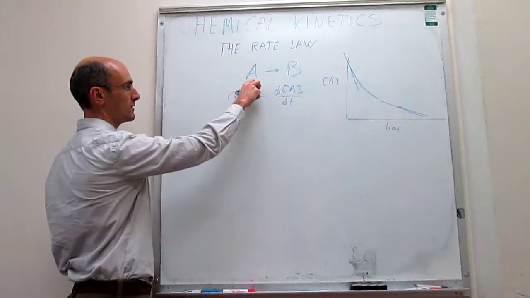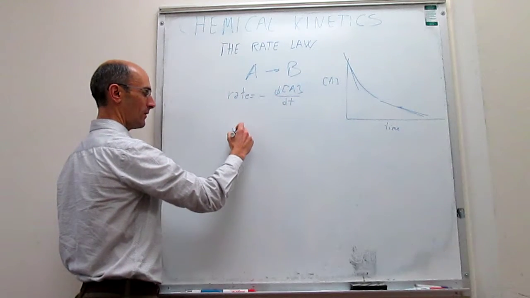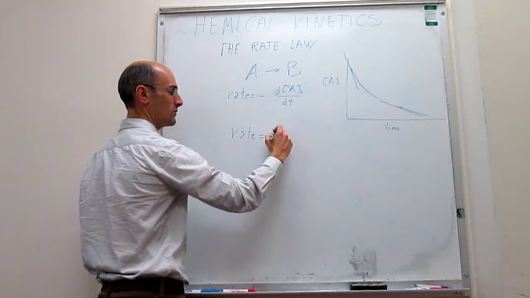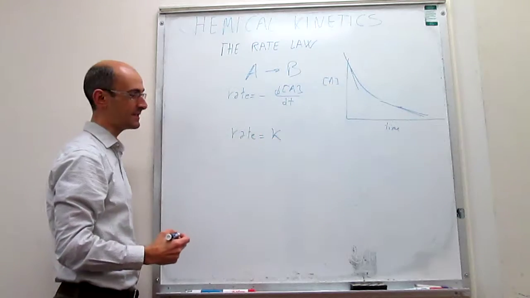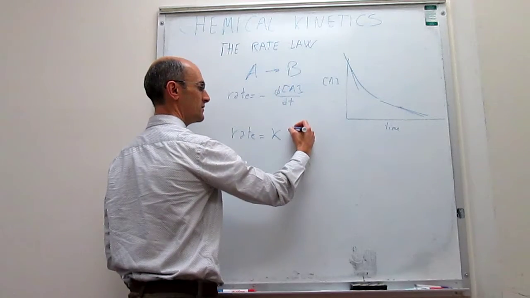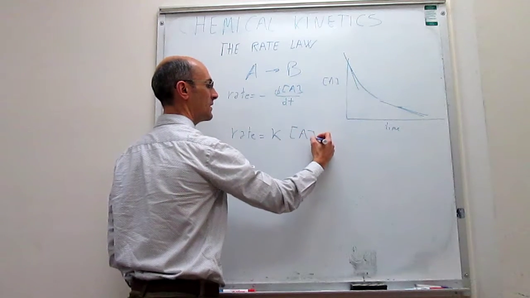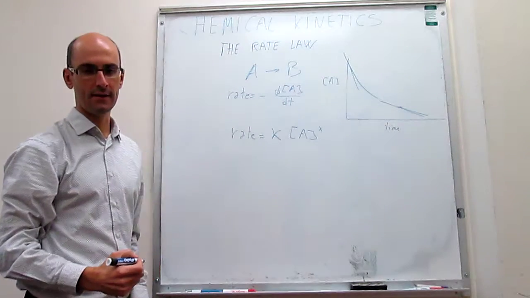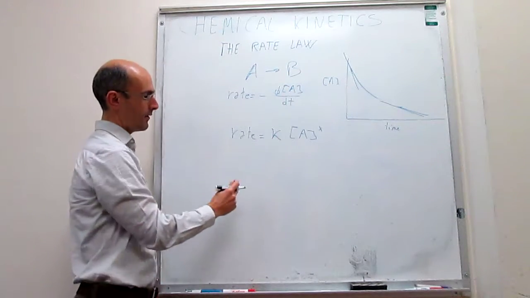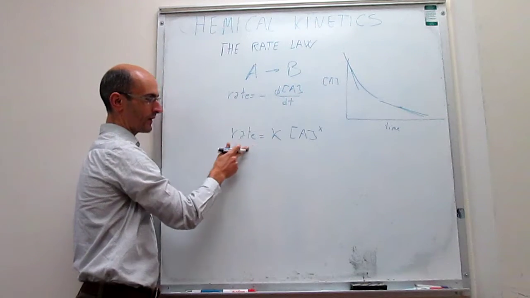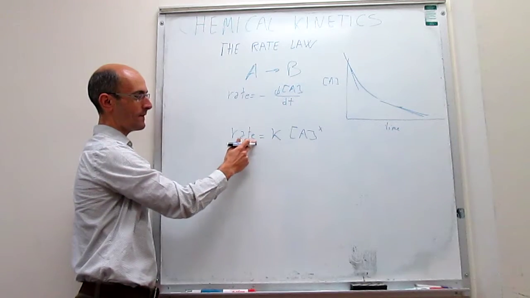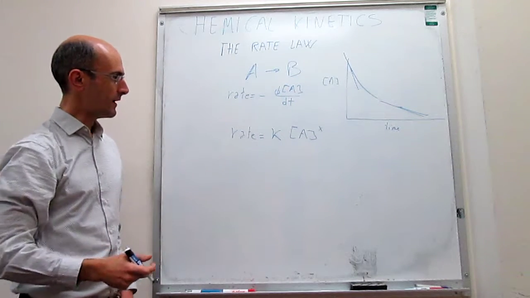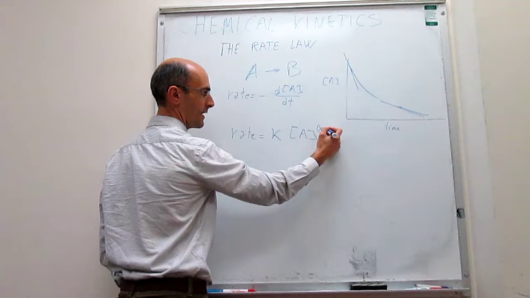So for a reaction like this, the rate law has this form. Rate is going to be equal to a proportionality constant k times the concentration of your reagent A to a power that needs to be specified. So this is again the rate law. The rate law tells you the dependence of the rate on the concentration of your reagent. Let's talk about this exponent right here, x.